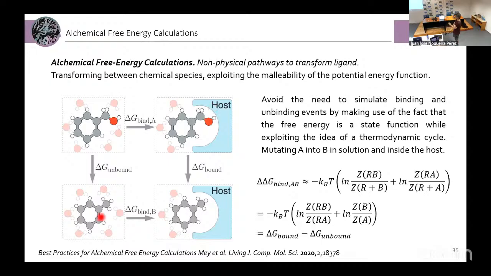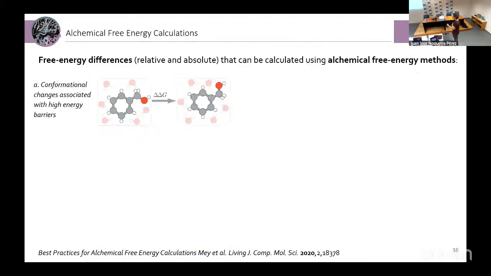Since this is a thermodynamic cycle, if we are able to estimate these two free energies here, we can also get a good estimate of the binding free energy. And the secret is that it will be much faster to calculate these two than these two. And that's the basic idea.